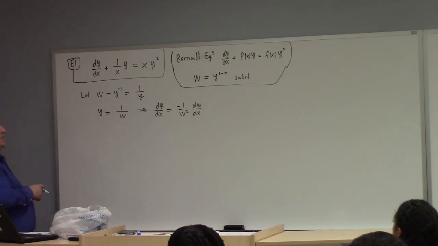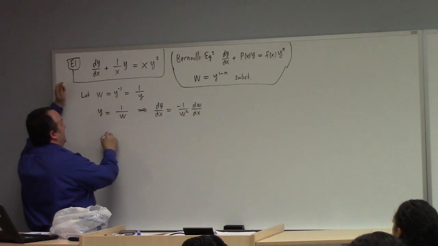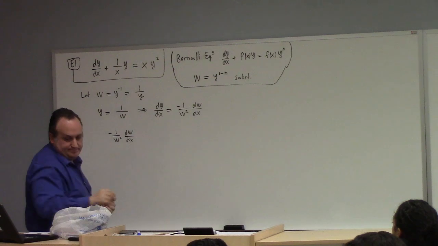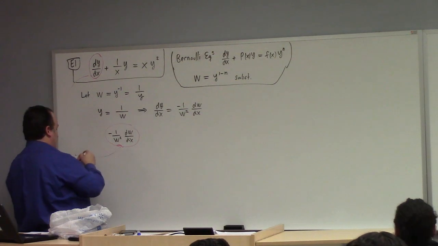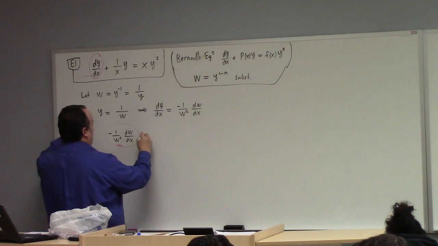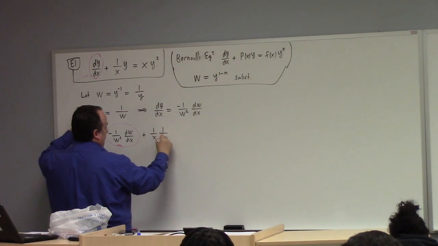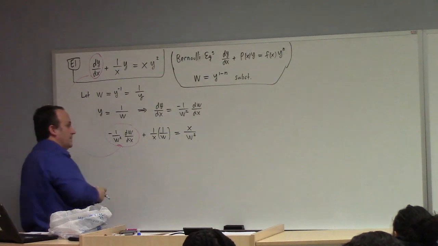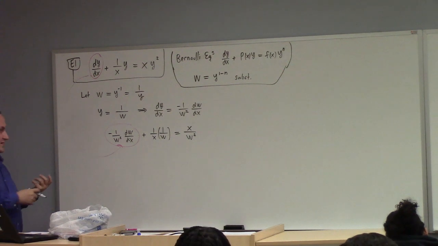And so we make a substitution, and we trade our dy dx for what? For minus 1 over w squared dw dx. That's my dy dx term. Then I have plus what? 1 over x times y, which is what? Well, y is 1 over w, so that is equal to x over w squared. All right? The neat thing about this substitution for the Bernoulli problem is it's going to convert it into a linear differential equation in w.